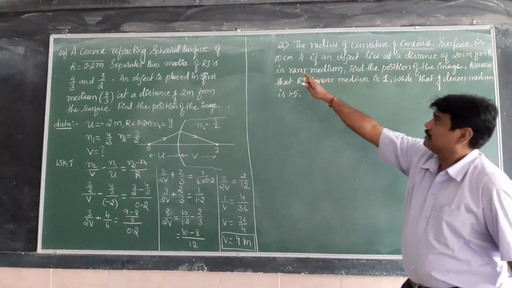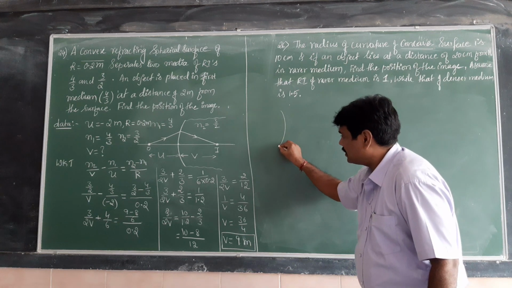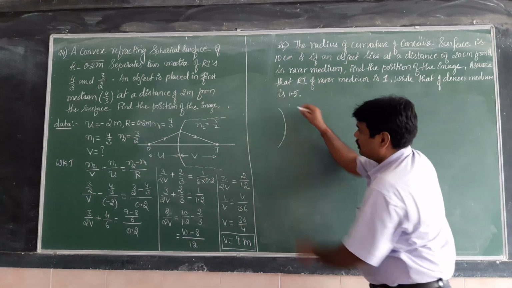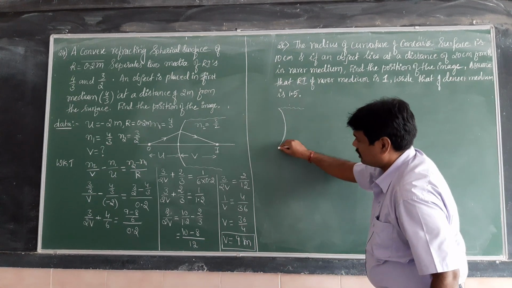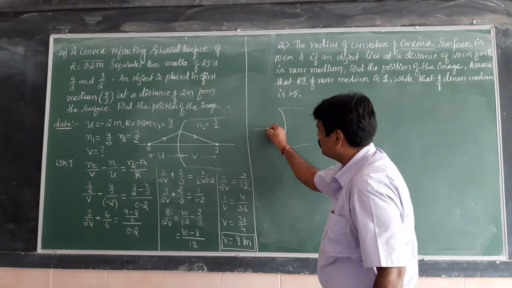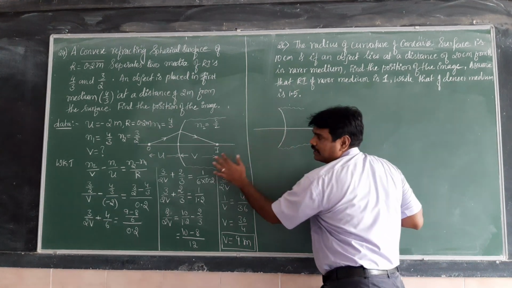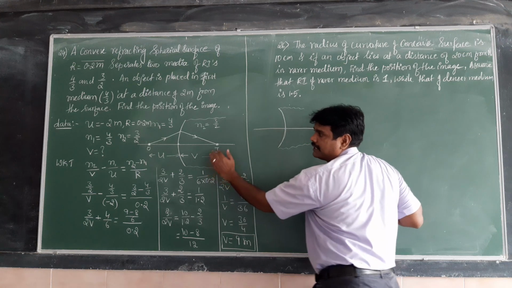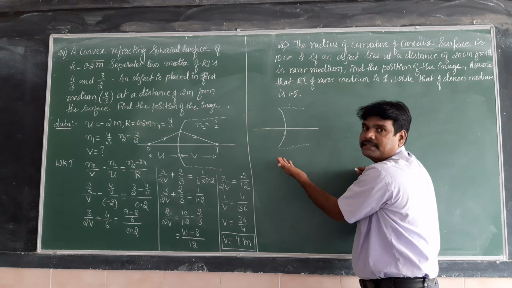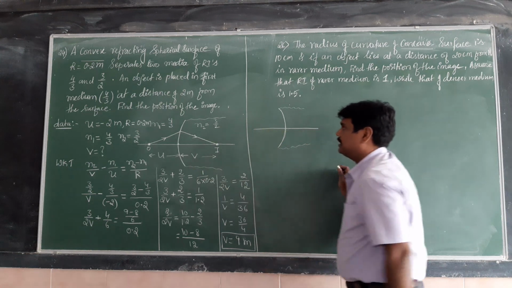The surface is 10 centimeter. I want to consider the concave surface. This is the concave surface. The denser medium is here and here is the rarer medium. This is the principal axis. This is the denser medium. So it is concave towards the rarer medium. That's why I simply call it a concave refracting surface, and this one a convex refracting surface.